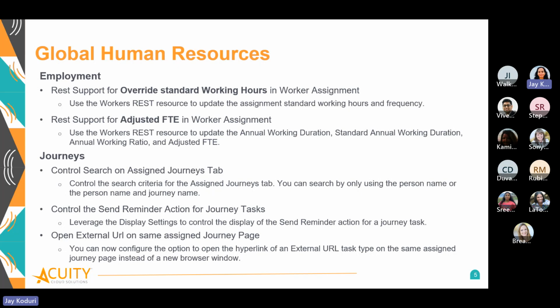For journeys, there are three enhancements. One is controlling the search on the Assigned Journeys tab. In the Assigned Journeys tab today, you can search either based on person name or journey name, but they have added a profile option using which you can control it. You can control the search by using only person name. You don't have to use the journey name. You can just specify that your search is based only on the person name.